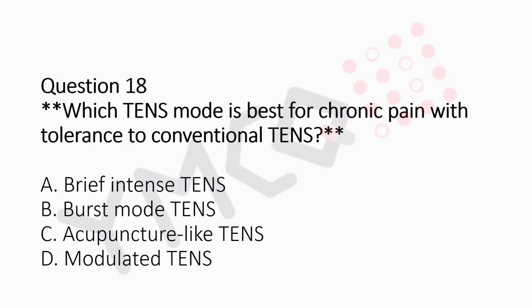Which TENS mode is best for chronic pain with tolerance to conventional TENS? Option A, brief intense TENS. Option B, burst mode TENS. Option C, acupuncture-like TENS. Option D, modulated TENS. And the answer is option D, modulated TENS. Now let's move to question number 19.